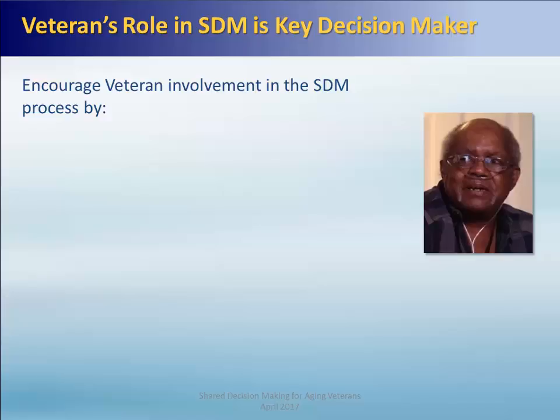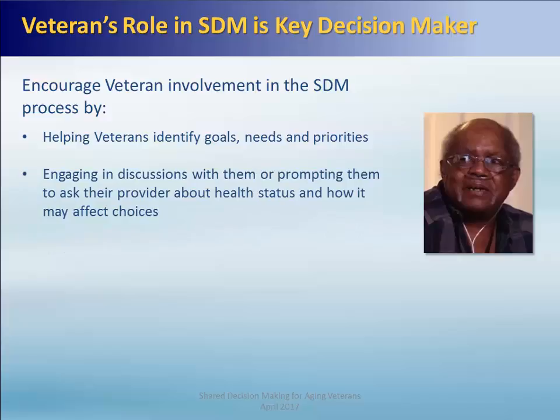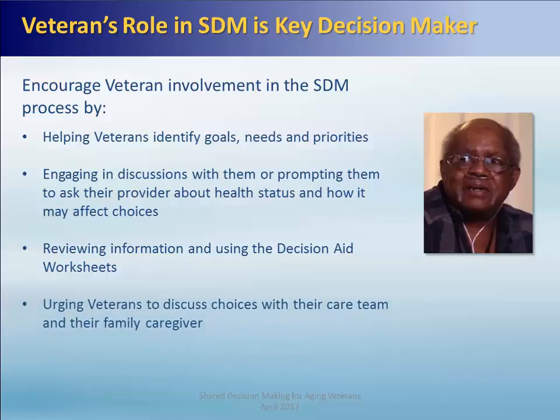You can encourage the veteran's involvement as key decision maker. Keep in mind that some veterans will say they do not want to be involved, but we know from research that most want to be involved even when they say they don't. Encourage involvement in the shared decision-making process by helping veterans to identify their goals, needs, and priorities, engaging them in discussions or prompting them to ask their providers about their health status and its effect on their functional status, now and in the future, as this information may affect choices about the long-term services and supports that may best support their goals and priorities. Review information about long-term services and supports, complete the Veterans Shared Decision-Making Worksheet, and urge veterans to discuss their choices with their care team and their family caregiver.